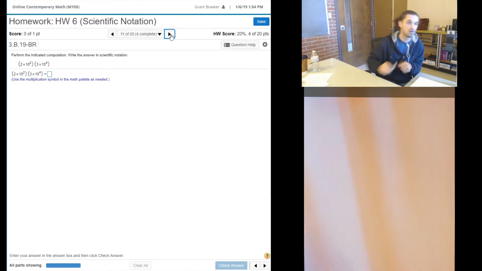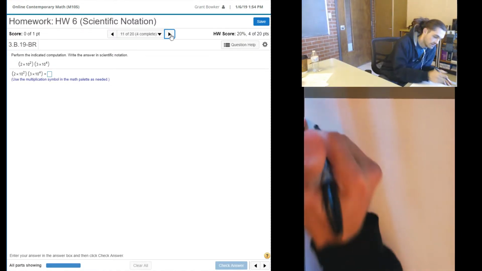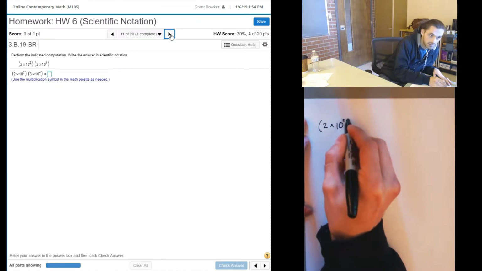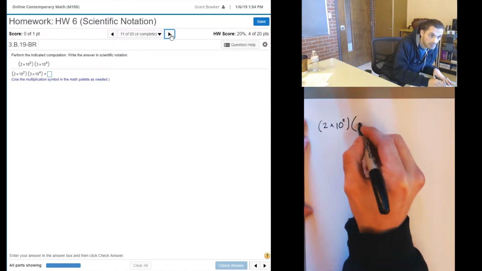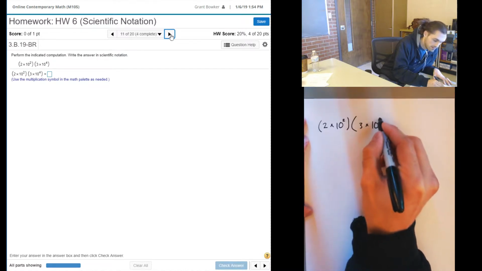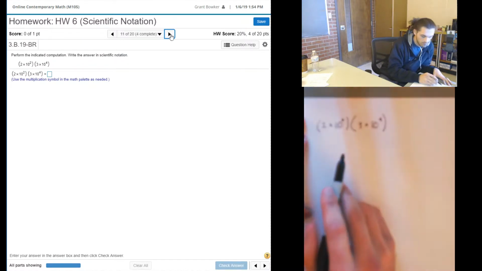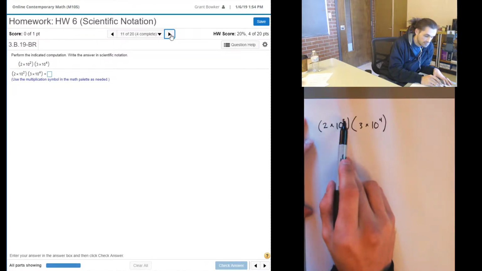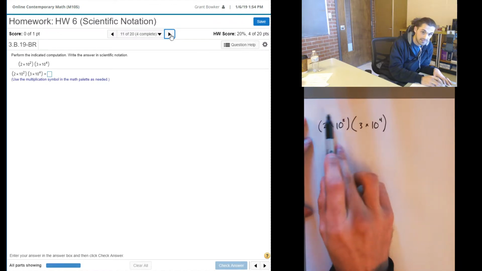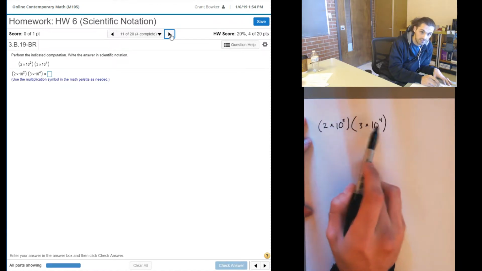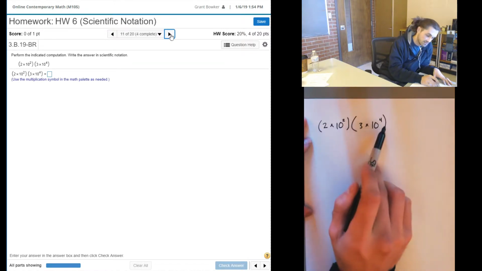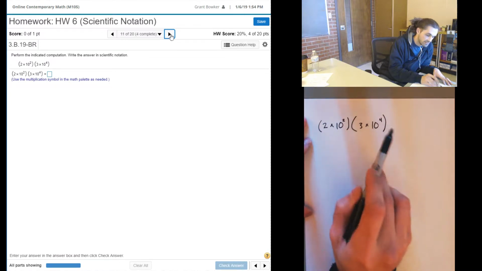Okay, so more on homework 6, more on the scientific notation. What we're looking at is 2 times 10 squared multiplied by 3 times 10 to the 4th. So recognize 2 is being multiplied by 10 to the 2, and then this piece is being multiplied by 3 times 10 to the 4th. So we have multiplication straight across the board. So all of these pieces are being multiplied.